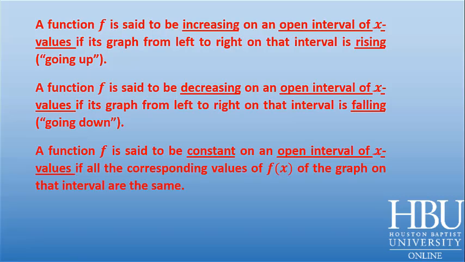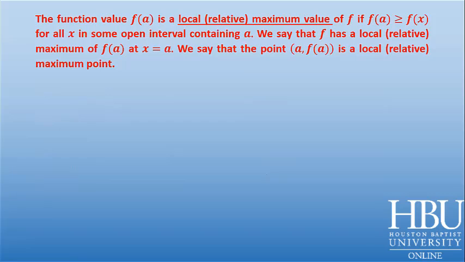A function f is said to be constant on an open interval of x values if all the corresponding values of f of x of the graph on that interval are the same. The function value f of a is a local or relative maximum value of f if f of a is greater than or equal to f of x for all x in some open interval containing a. We say that f has a local or relative maximum of f of a at x equals a. We also say that the point (a, f of a) is a local or relative maximum point.